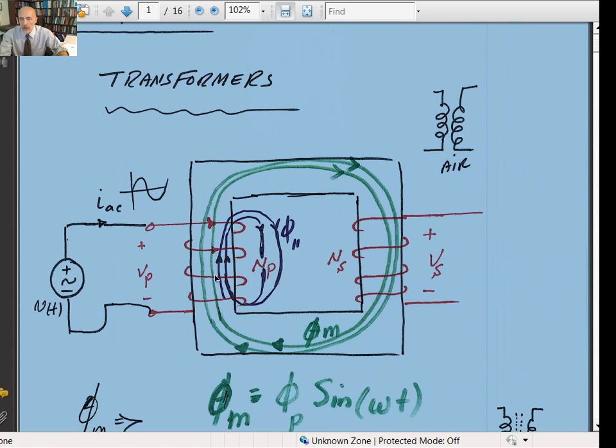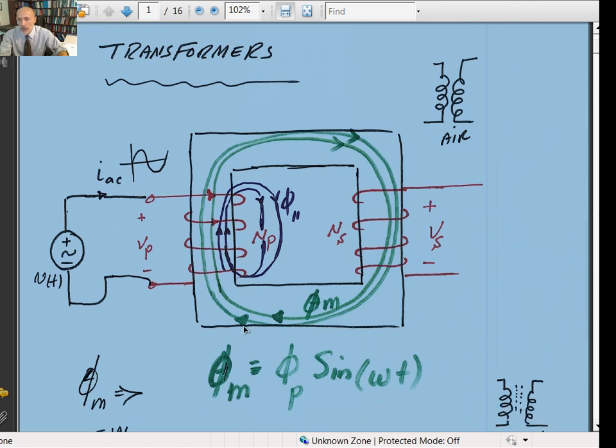The magnetic flux that is generated is also a sine wave. If you're putting a pure sine wave in here, the magnetic flux phi sub m is a mutual magnetic flux: part of the magnetic flux that is generated from the primary will go into the secondary. That's how the voltages get transferred. The energy gets transferred through that magnetic field. Phi sub m would be some peak value, times sine of omega t, a pure sine wave.